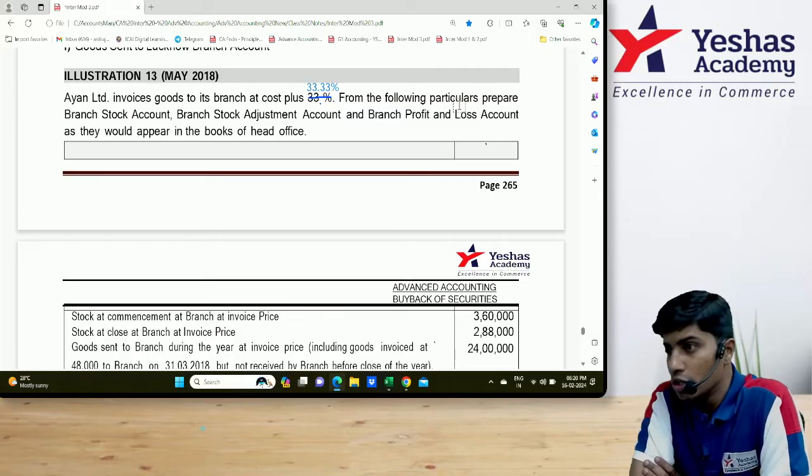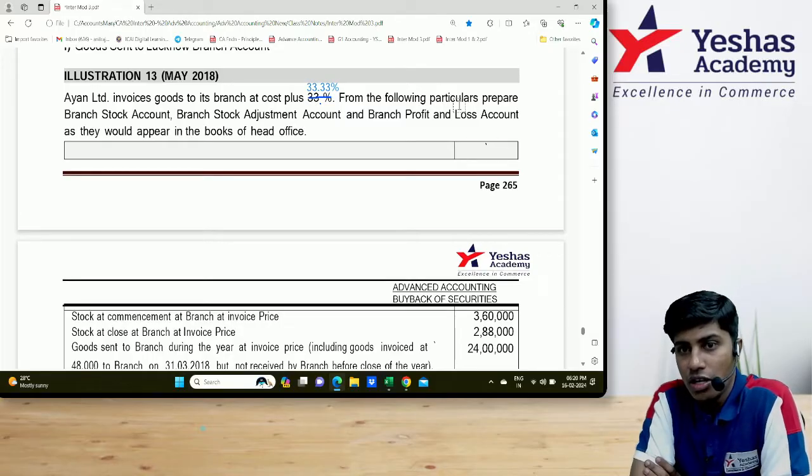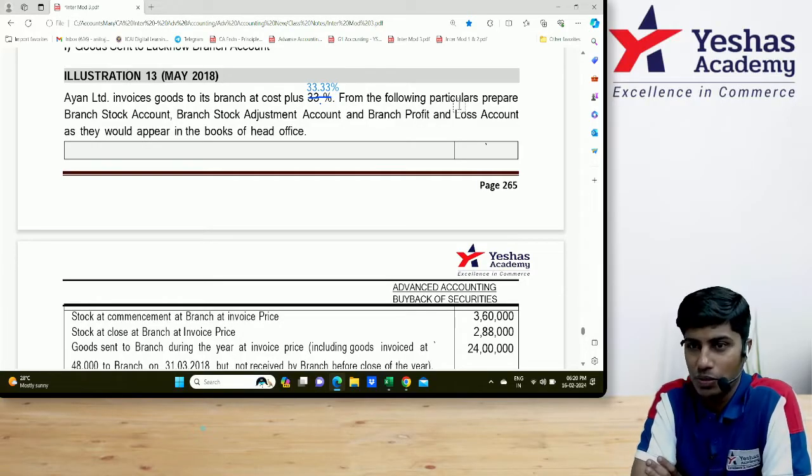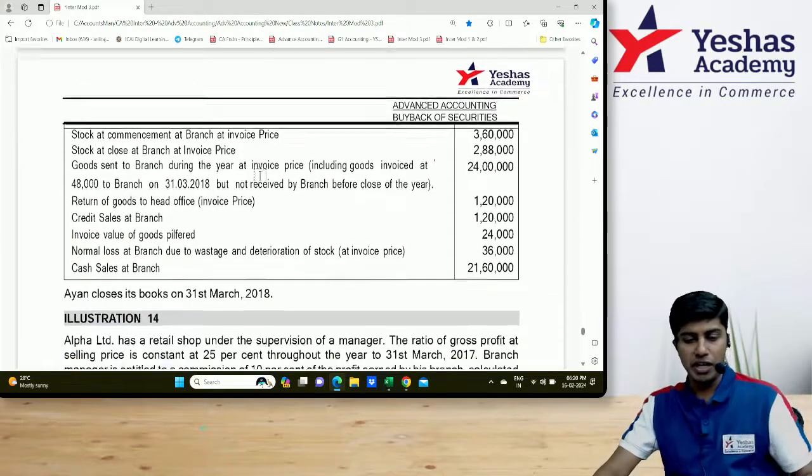They've asked only three. So we don't have to prepare branch petty cash. We don't have to prepare branch debtors. We don't have to prepare branch expense account. Let's begin with the first one.